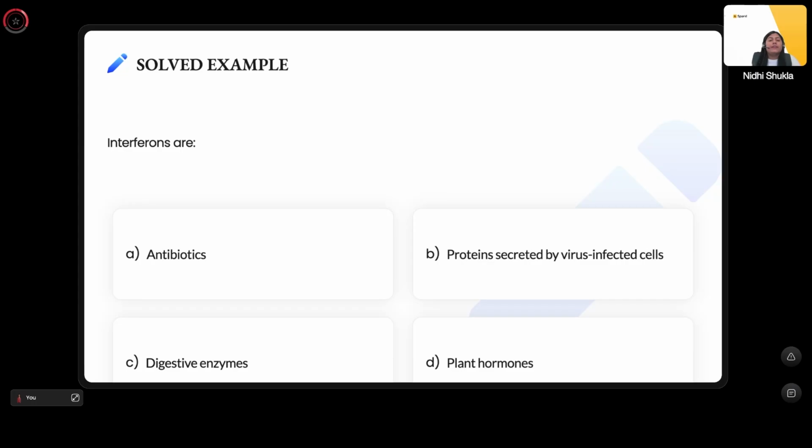Now let us look at the next question, which is about interferons. Interferons are produced using biotech, and they are proteins secreted by virus infected cells which protect non-infected cells from further viral infection.